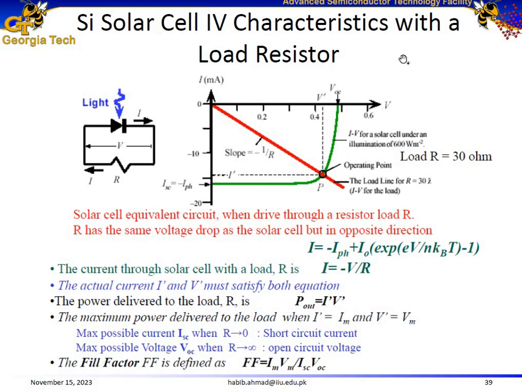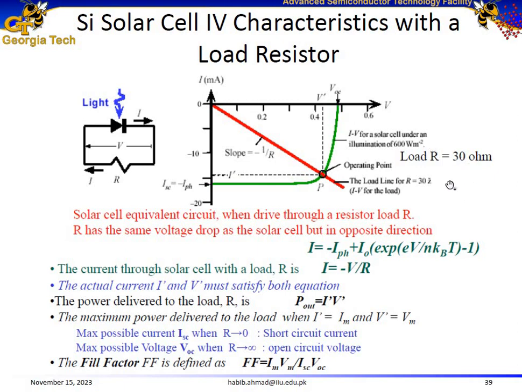Here is the solar cell IV characteristic. So as already discussed, under short circuit condition, we will observe a maximum current. And then when we keep increasing the resistance, the current would start decreasing and the voltage would start increasing. Under open circuit, we will have open circuit voltage, the maximum voltage achieved from this solar cell configuration.